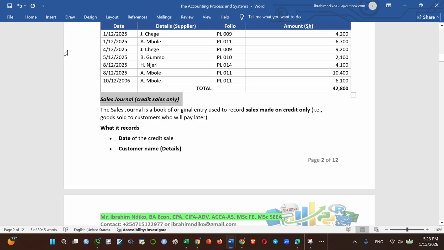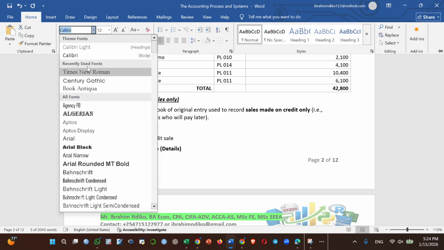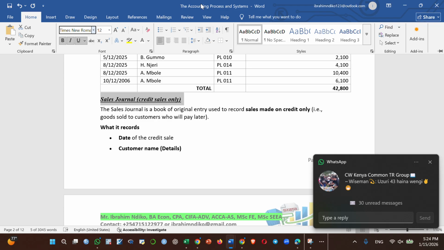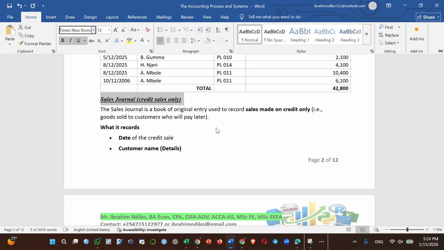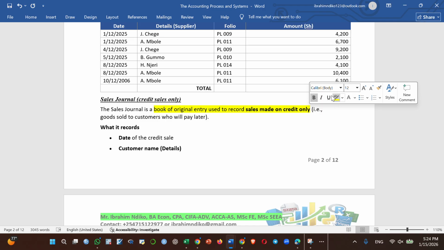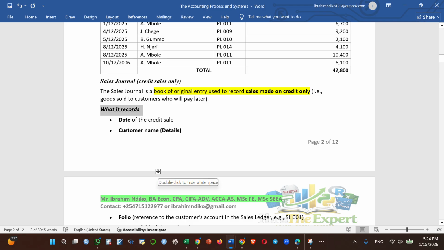Now, sales journal is there to do what? It is there to help us record the credit sales only. Now, the sales journal book is a book of original entry that is used to record only the sales that were made on credit. That is important. So it is there to help us to record all the sales that were made on credit. Now, what does it record?